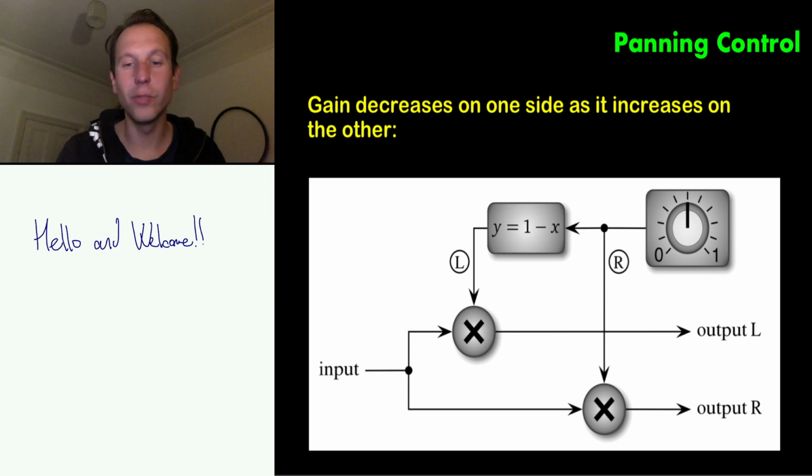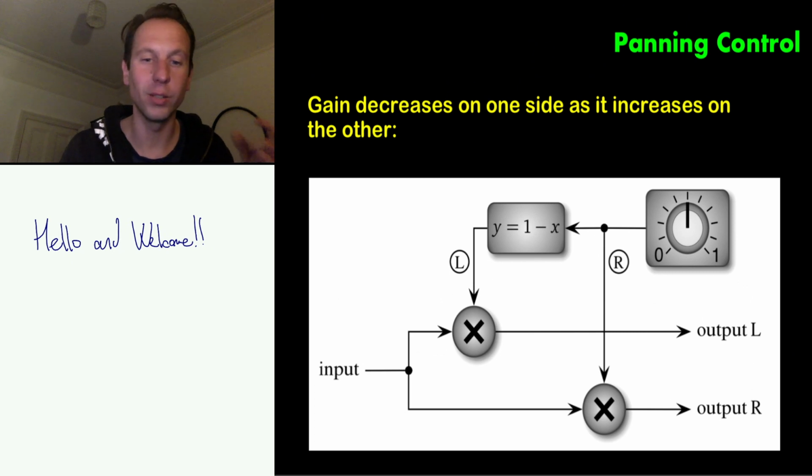And if the dial is full right, then the dial outputs a 1. So the right channel gain has value 1, which means full on signal. Whereas through the equation we get y, which is output, equals 1 minus x, which is the input, which means that 1 minus 1 is 0. So out of the equations we get a 0, meaning that the left channel will be muted.